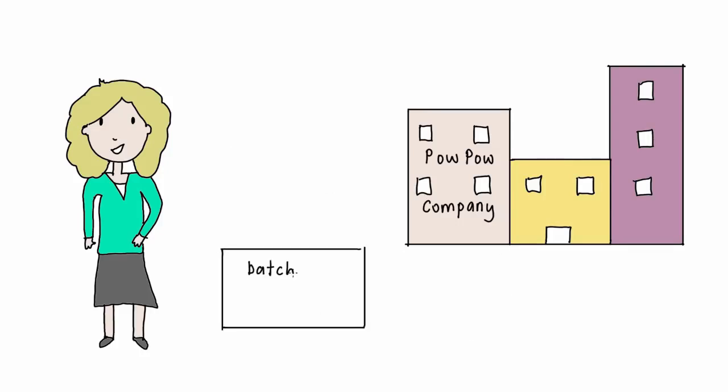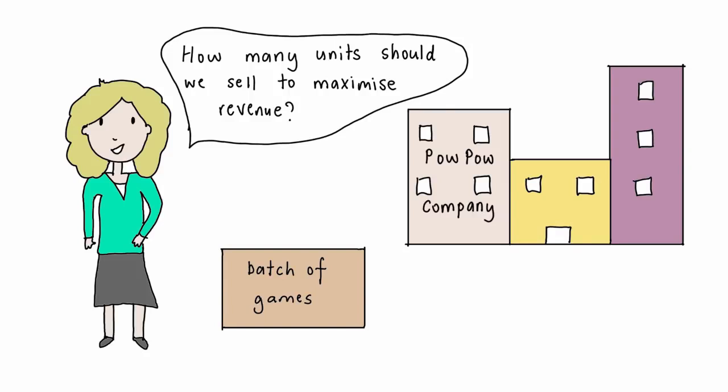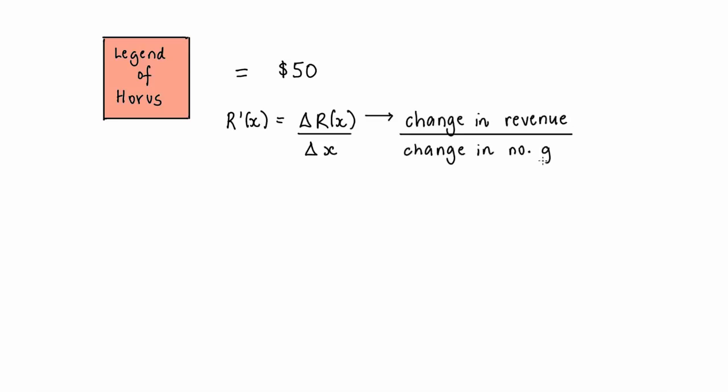So what this tells us is exactly how many units you should sell to maximise your revenue, so PowPow doesn't lose any money by producing too many units. This also takes into consideration the fixed costs of producing a big batch of video games. Let's say your business PowPow currently sells a new game, Legend of Horus, for $50. This makes the marginal revenue change in y over change in x, so $50 over 1, which is $50.